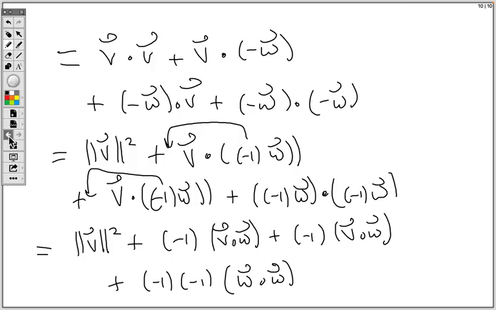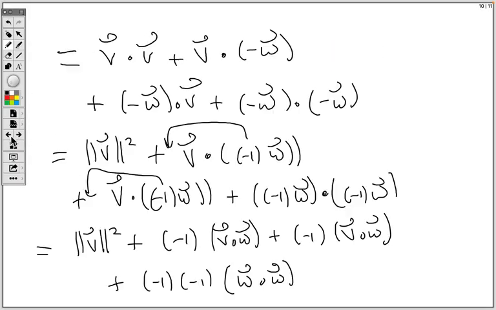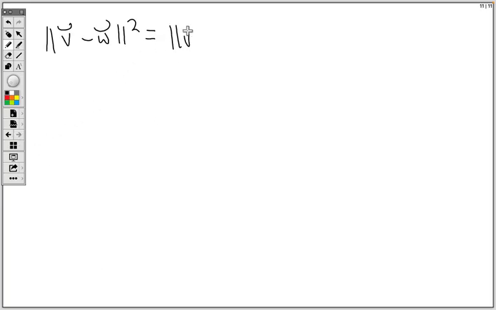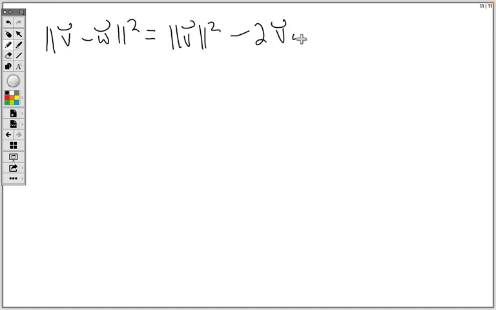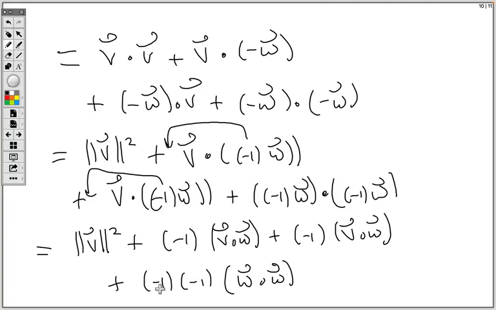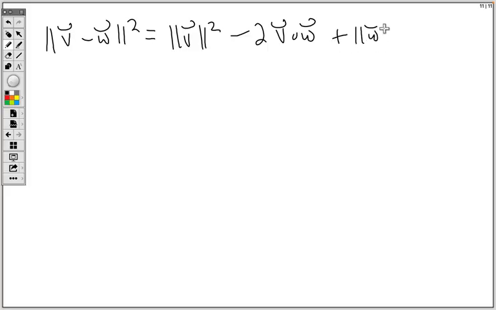So, going back to the start here, the magnitude of v minus w squared equals the magnitude of v squared. Here I've got -1 v dot w plus -1 v dot w, so minus 2 v dot w. -1 times -1 is +1, and that's the magnitude of w squared, which is exactly what I wanted to show.